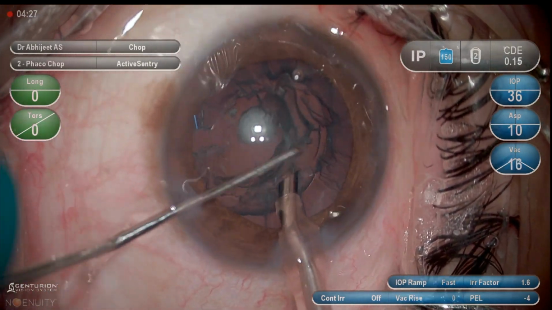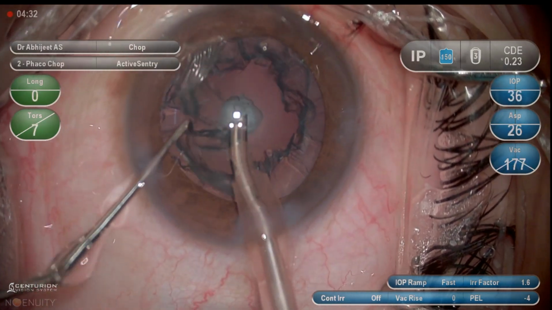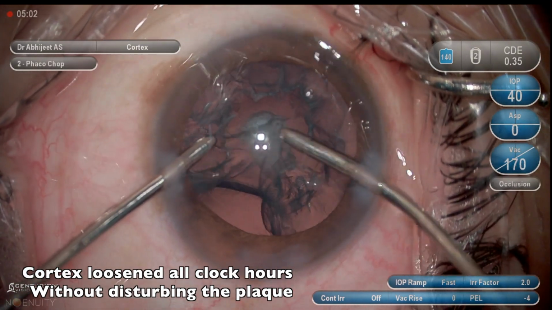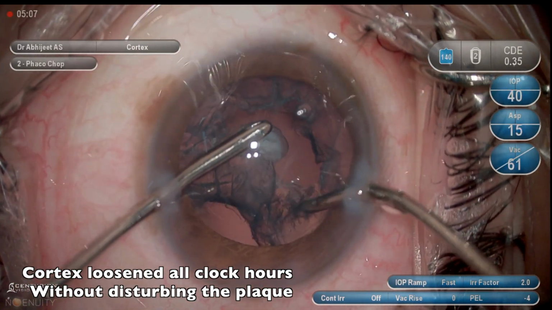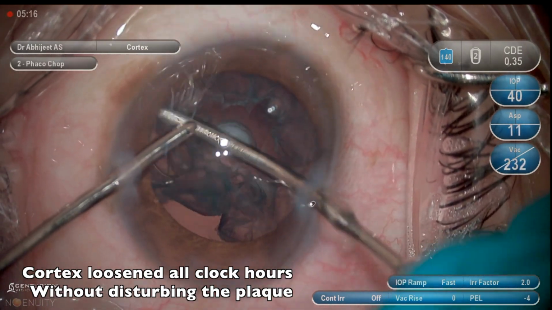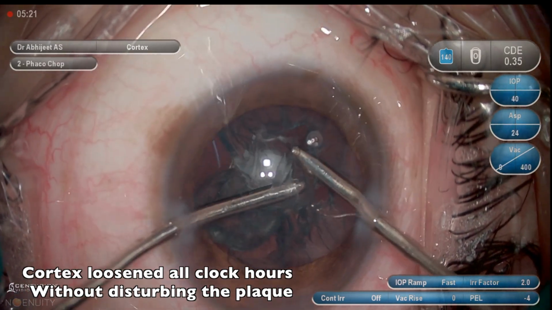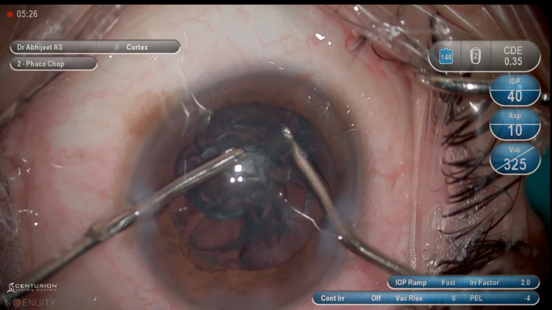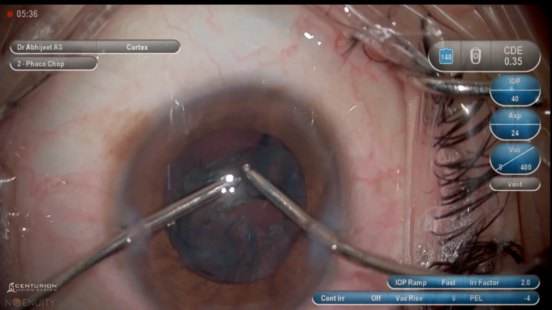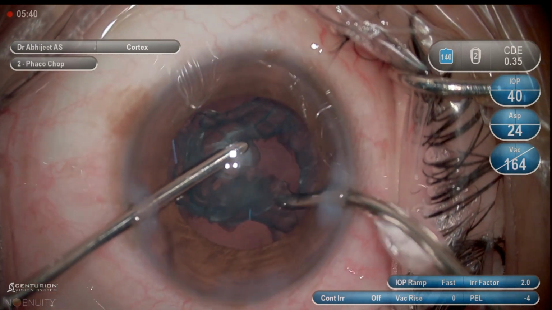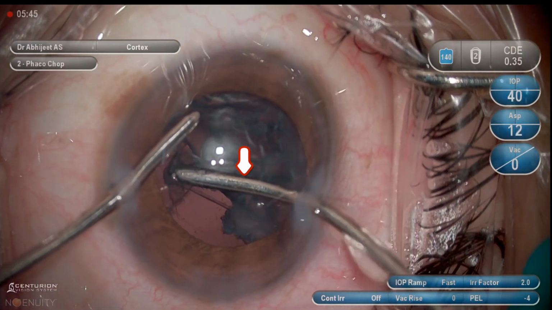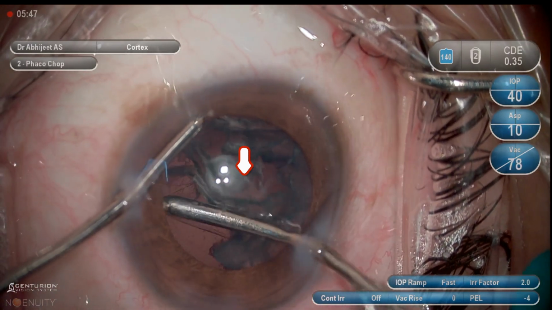Cleaned the epinucleus without rotation, without disturbing the central plate, and then proceeded with the bimanual irrigation aspiration. Loosened the cortex in all the clock hours, again without disturbing the central plate. But unfortunately, not all PPCs behave themselves, and you can see that a PC defect was already noted.